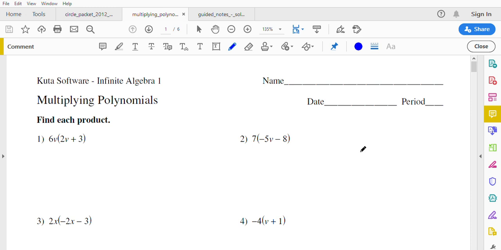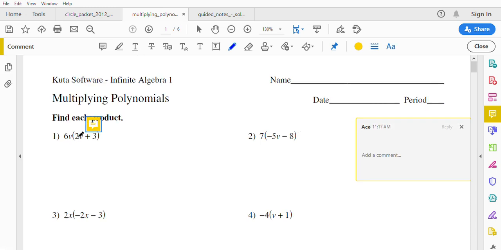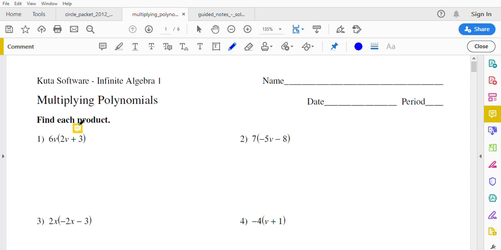So real basic thing, if we have two polynomials here and we want to combine them and simplify them, what we can do is multiply them. We have a polynomial here, and I know there's only one term here, but this is a polynomial too. Since we're multiplying, the word product very much applies.